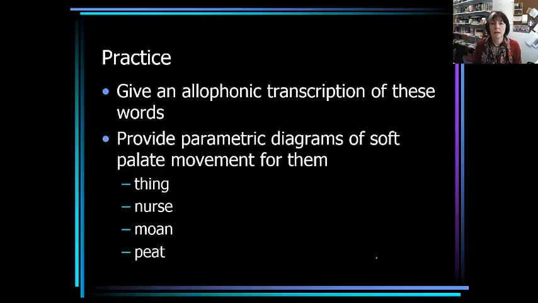Okay, give an allophonic transcription of the following words and provide parametric diagrams of soft palate movement for them. So add in as many diacritics as you can. The words are thing, nurse, moan and Pete. So add in as much information as you can at the moment, and if you want to, you can add in the voicing information too.